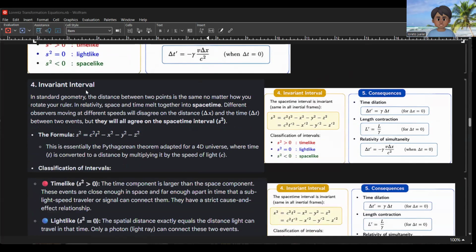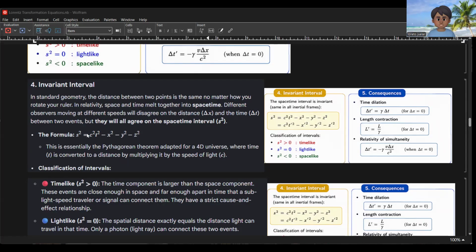We have the invariant interval here. In standard geometry, the distance between two points is the same no matter how you rotate your ruler. In relativity, space and time melt together into space-time. So different observers moving at different speeds will disagree on the distance delta x and the time delta t between the two events, but they will all agree on the spacetime interval squared.